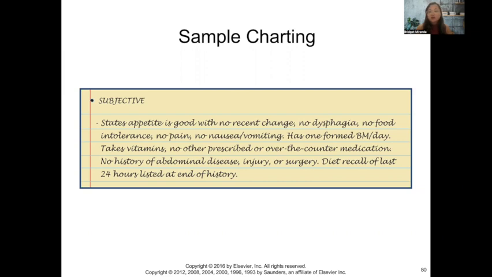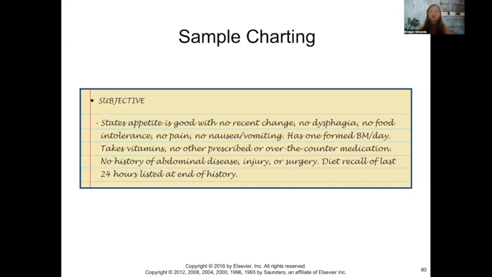Going back and thinking about the questions that you asked in the subjective history, subjective charting may look like this. States appetite is good with no recent change. There's no dysphagia, no food intolerance, no pain, no signs of nausea and vomiting. Your patient has a formed bowel movement a day. If you want to use the Bristol chart to talk about that, you can say that too. Number 4 on the Bristol chart. Takes vitamins, no other prescribed or over-the-counter medications, no history of abdominal disease, injury, or surgery.